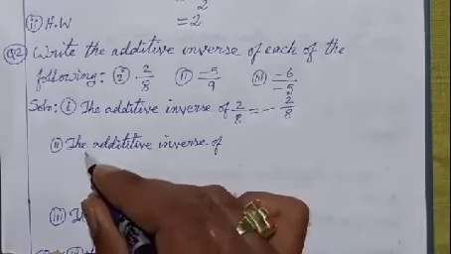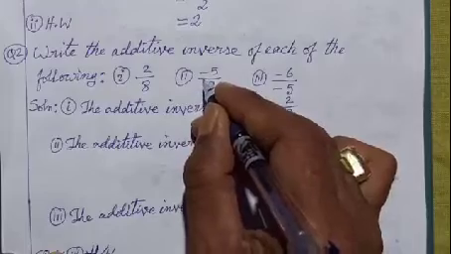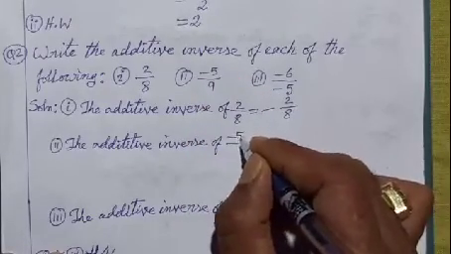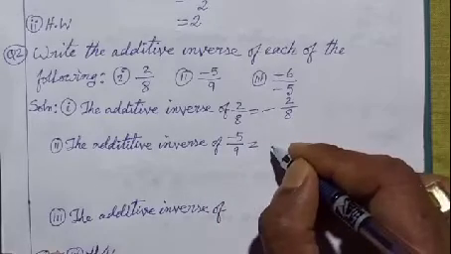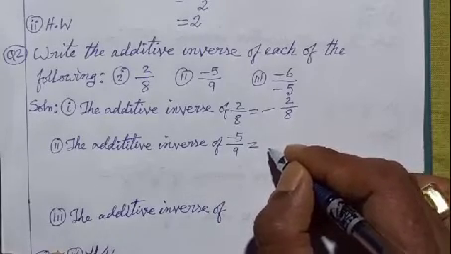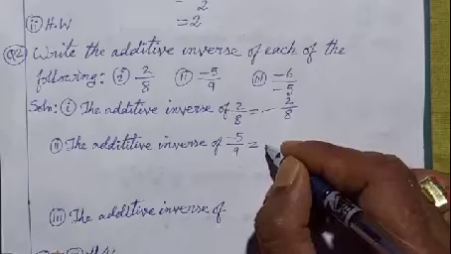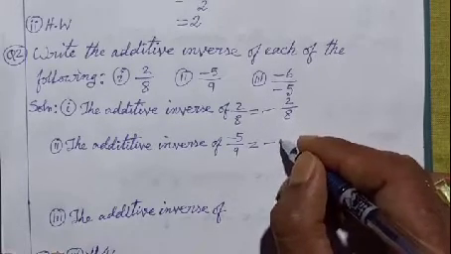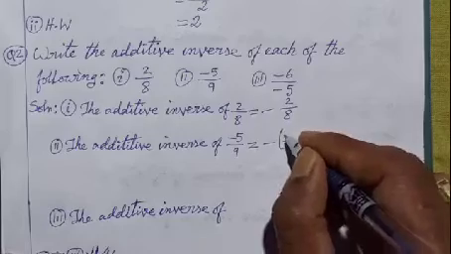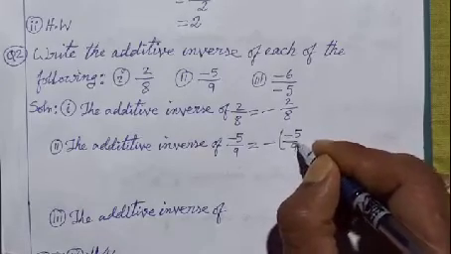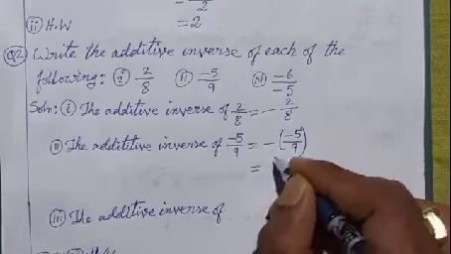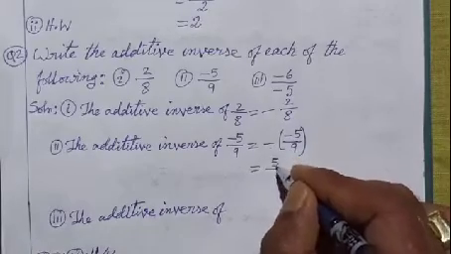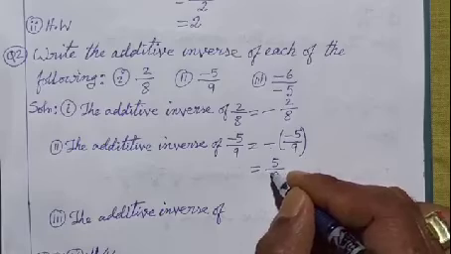Next is the additive inverse of Roman number 2, minus 5 by 9. Minus 5 by 9 is equal to, this also same. If we want to find out the additive inverse, keep minus sign to the given number. So minus sign, minus 5 by 9. Minus minus are multiplied, then the sign is plus. So plus 5 by 9. Plus sign is no need to give.